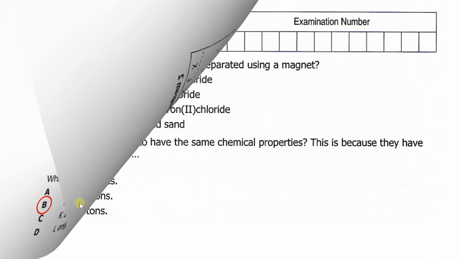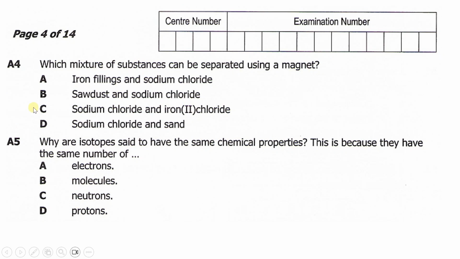We move on to the next question, which is A4, which says: which mixture of substances can be separated using a magnet? A, iron filings and sodium chloride; B, sawdust and sodium chloride; C, sodium chloride and iron(II) chloride; and D, sodium chloride and sand.